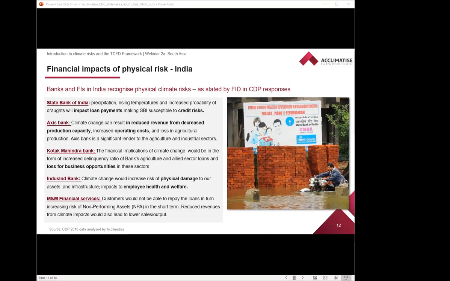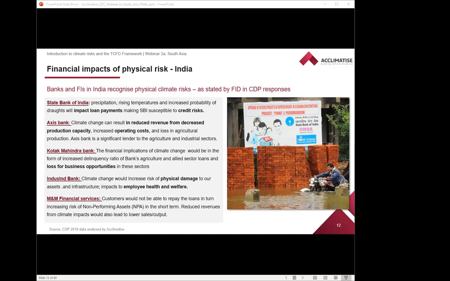Now, let's look at State Bank of India, the largest public sector bank in India. State Bank has said that extreme weather events will impact loan payments, and SBI will be susceptible to credit risks in the future. Axis Bank has talked about reduced revenue from decreased production capacity and operating costs for its counterparties, and also loss in agricultural production, and the bank is a significant lender in these sectors. Kotak Mahindra Bank has also talked about an increased delinquency ratio for the bank's agriculture and allied sectors and loss of business opportunities in these sectors.